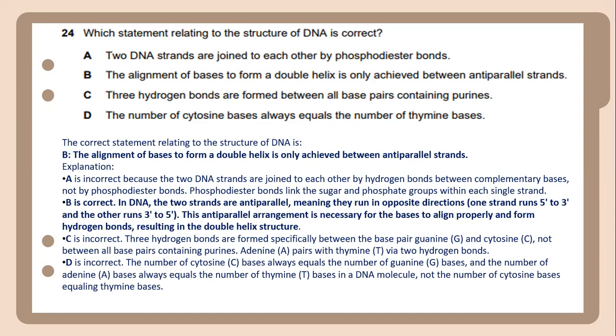C is incorrect because three hydrogen bonds are formed specifically between the base pair guanine and cytosine and not between all base pairs containing purines. Adenine pairs with thymine via two hydrogen bonds. And D is also incorrect because the number of cytosine bases always equals the number of guanine bases, and the number of adenine bases always equals the number of thymine bases in a DNA molecule, not the number of cytosine bases equaling thymine bases.